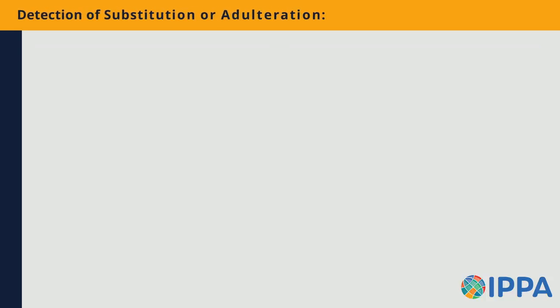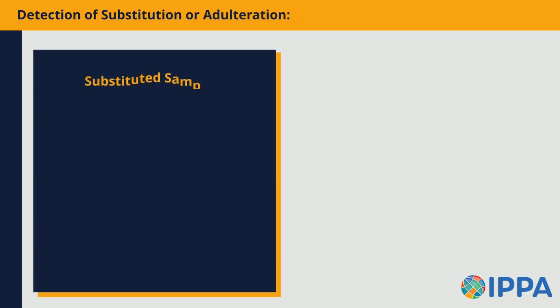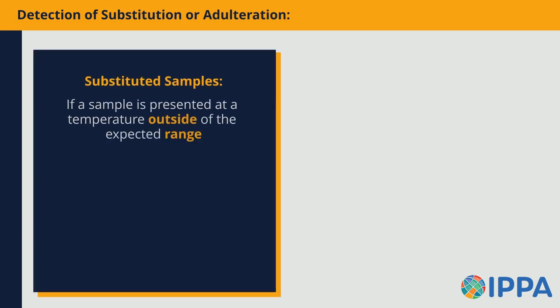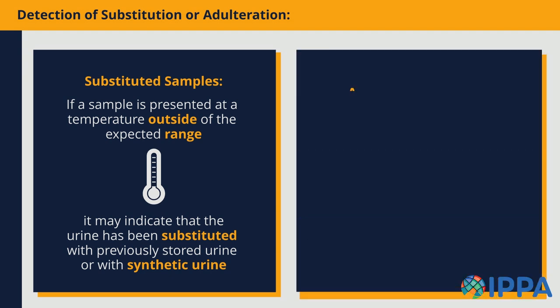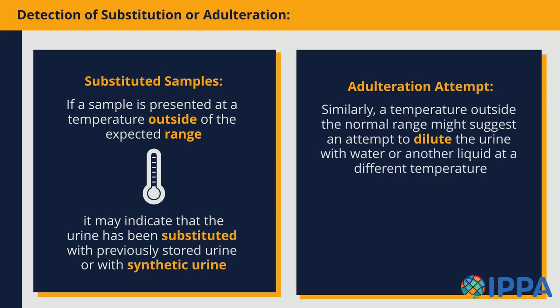Detection of substitution or adulteration. Substituted samples. If a sample is presented at a temperature outside of the expected range, it may indicate that the urine has been substituted with previously stored urine or with synthetic urine. Adulteration attempt. Similarly, a temperature outside the normal range might suggest an attempt to dilute the urine with water or another liquid at a different temperature.